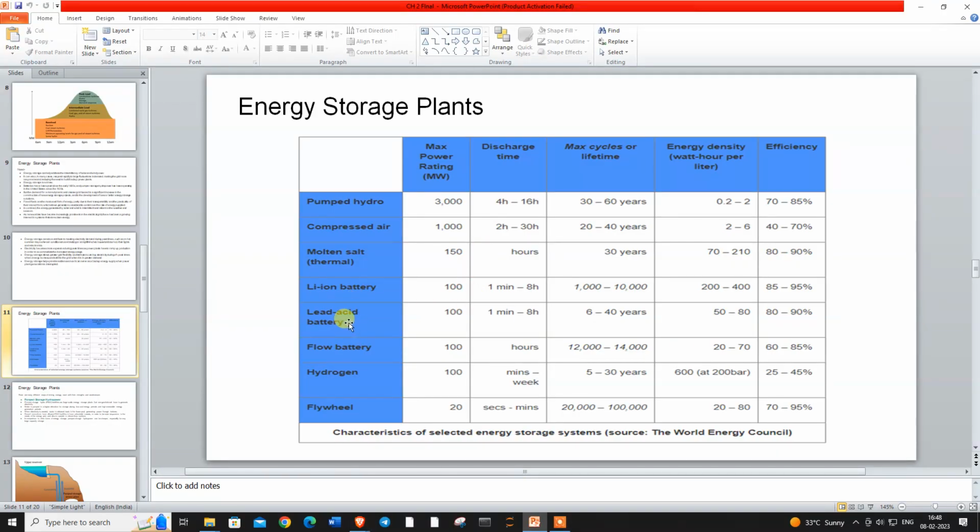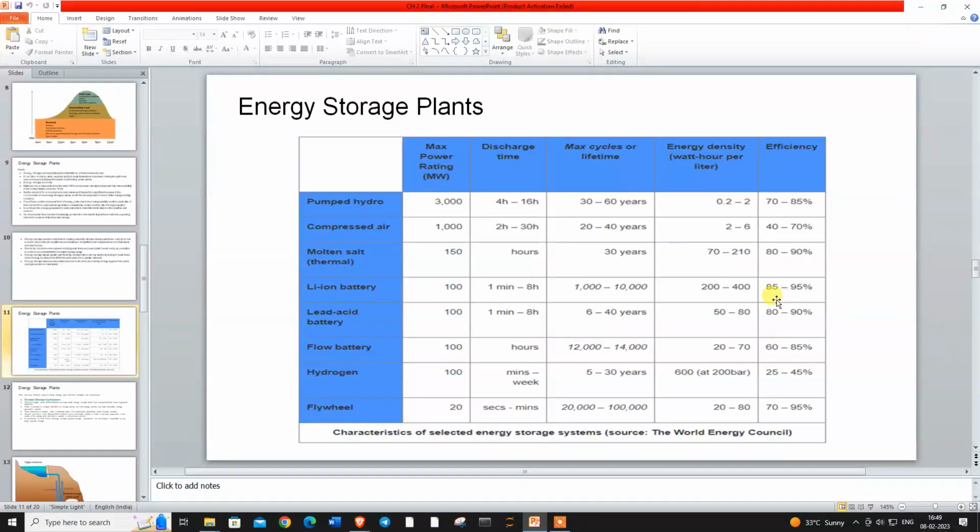Okay, we will resume. So for the lead acid battery, as I was telling, the efficiency is related to the maximum power rating. In this case, the lithium ion battery, lead acid battery, flow battery and hydrogen storage power plants supply a maximum power rating of 100 megawatt only. For this amount of energy, efficiency is 85 to 95%. When they supply this much energy, which is not possible right now, the efficiency will be comparatively less.